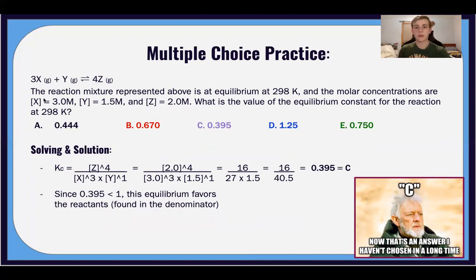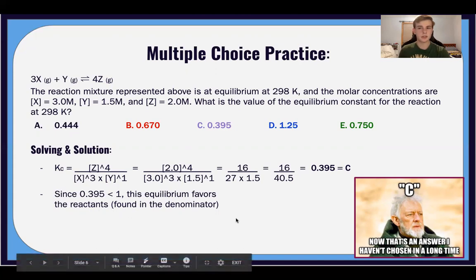So we have a variety of possible answers here. For our solution, we're just going to have products over reactants, plug in our values, and we end up getting 0.395, which is C in this one. And since that is less than 1, this equilibrium favors the reactants, meaning that when we reach equilibrium, there'll be more reactants left over than products that are switching back and forth.